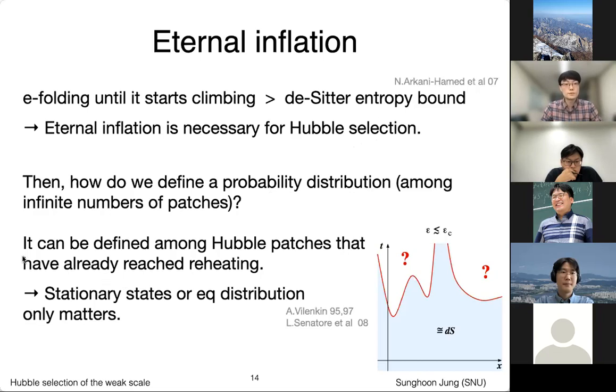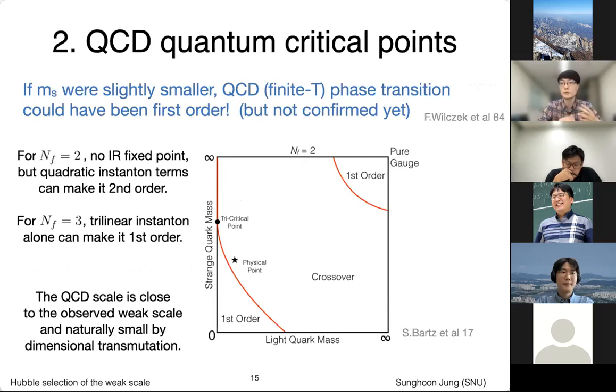But practically, the distribution can be defined only among Hubble patches that have already reached reheating, because those are the universes that will evolve into something like our own, right? And at each time, exponentially more patches will reach reheating, right? So among all the Hubble patches that have reached reheating, the latest ones will dominate in number. So we can focus on the stationary states, or late-time equilibrium distribution, of the Fokker-Planck evolution. Okay. So these are the basic Hubble selection mechanisms in the quantum inflationary mechanism. Now I'm going to talk about the QCD quantum critical points. Any questions so far?